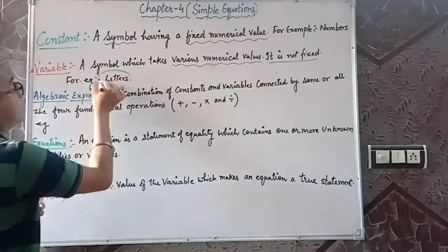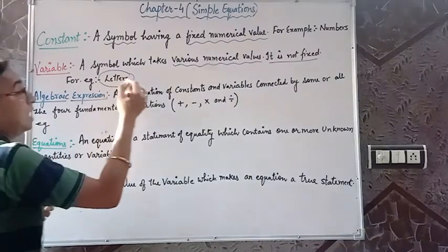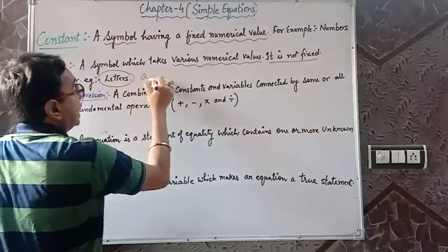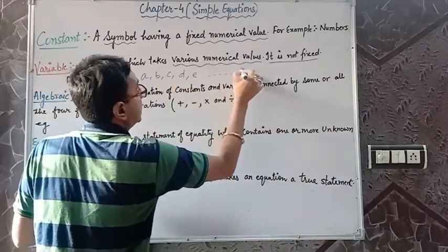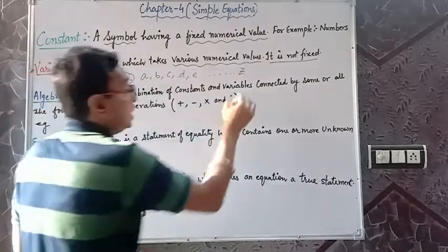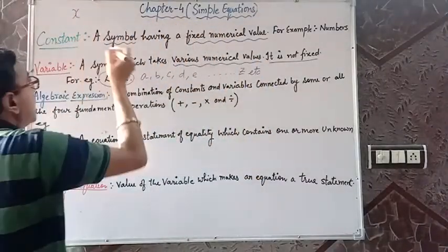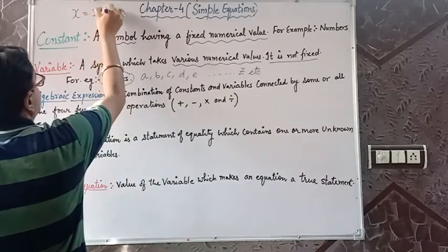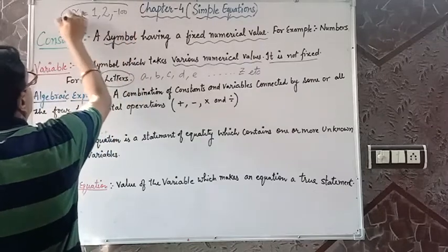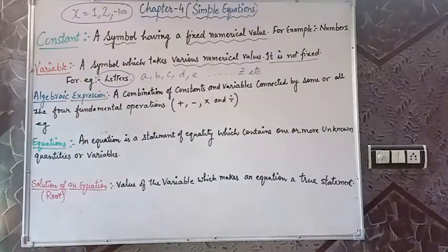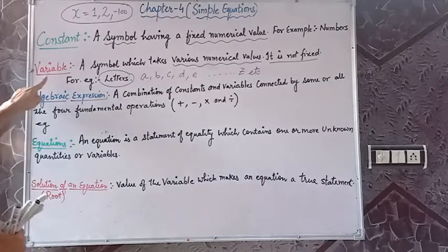For example, letters. I am not talking about those letters we write. I am talking about the alphabetical letters like A, B, C, D, E up to Z, etcetera. Clear? For example, if I write X, X can be equal to 1 also, X can be equal to 3 also, X can be equal to minus 100 also. Do you think it is fixed? No. The variables can take any values. They are not fixed.